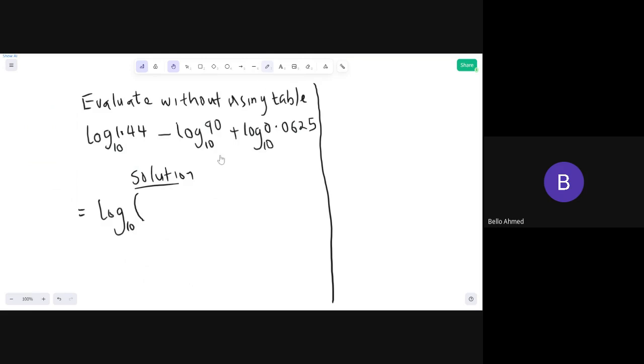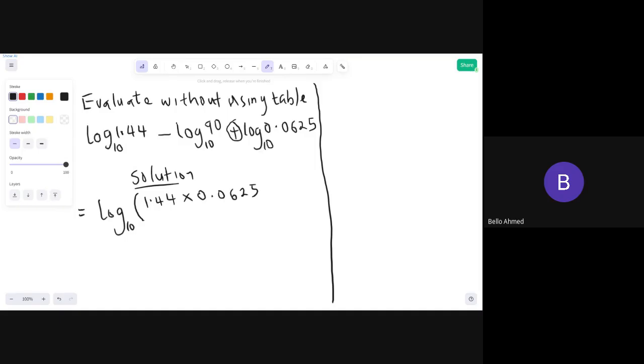So just check what I'm going to do now. You're going to say logarithm of 1.44 multiplied by, and why did I say multiplied? Because of this positive sign that we have here. So that is changing to multiplication. The number is 0.0625. Then everything divided by, because the one that has minus must be under; that is the law, the minus turns to division. Then that is going to be 90, and then close the bracket.